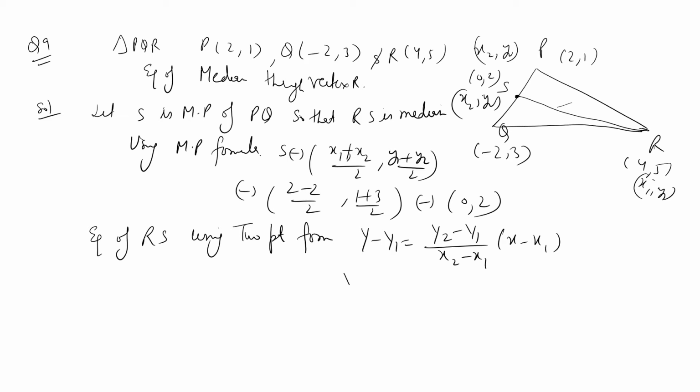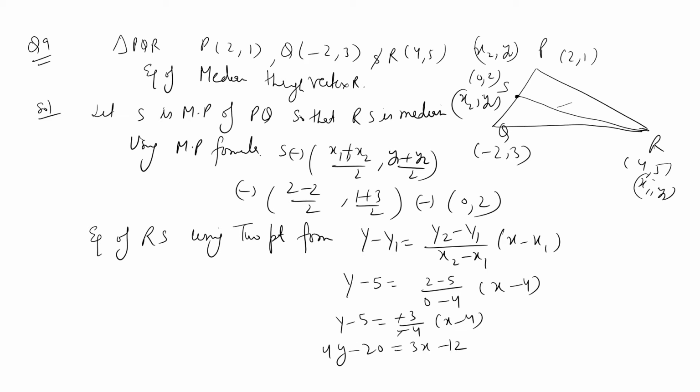Okay, start doing it. y minus y1 is equal to y2 minus y1 upon x2 minus x1 times x minus x1. y minus 5 is minus 3 upon minus 4. So this becomes 4y minus 20. So 4y minus 20 is equal to 3x minus 12. So 3x minus 4y minus 12 plus 20 equal to 0. 3x minus 4y plus 8 is equal to 0 is the desired answer.